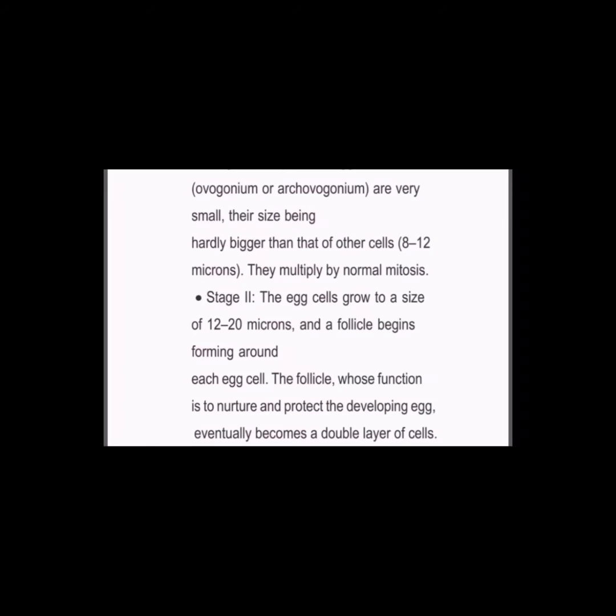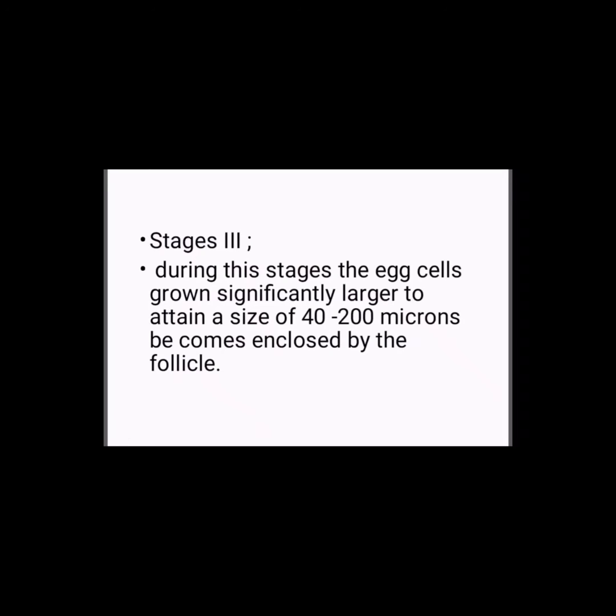The follicles, whose function is to nurture and protect the developing egg, eventually become a double layer of cells. Yon ang follicles, yung function in which become a double layer of cells. Stage 3, during this stage, the eggs grow significantly larger to attain a size of 40 to 200 microns to become enclosed by follicles. So, kung saan magkasing laki na sila at saka ng follicles, nag-attain siya ng size ng 40 to 200 micron, kung saan nagiging magkasing laki na sila with the follicles.